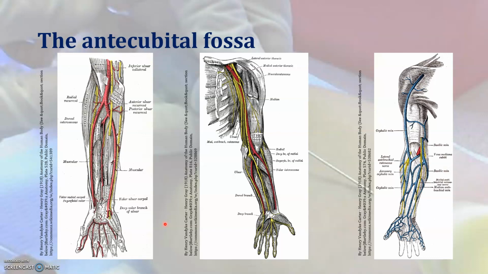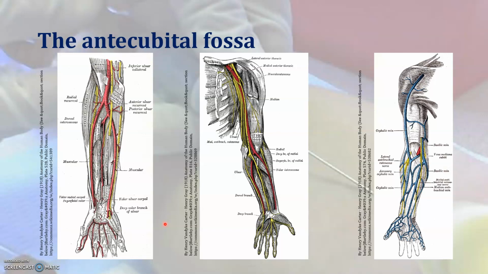Its base consists of the brachialis muscle, and its roof is made up of the soft tissue and subcutaneous tissue of the anterior surface of the elbow, as well as critically the biceps tendon and the bicipital aponeurosis.